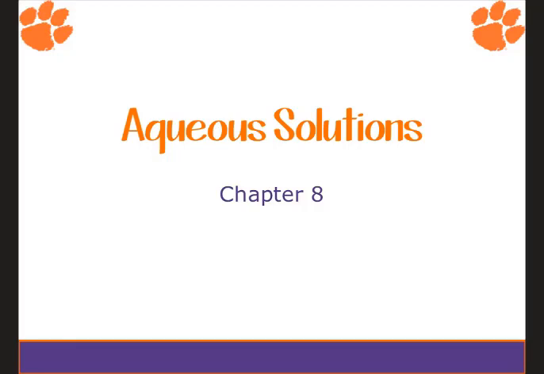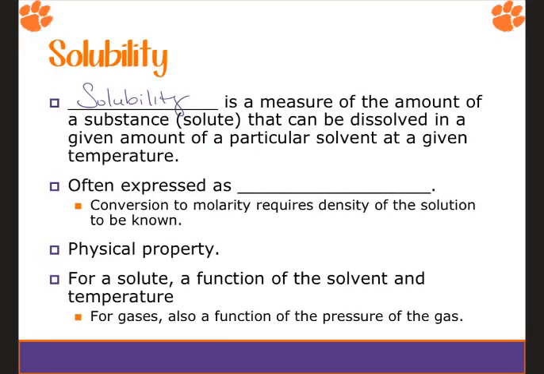Smith again. So here we're going to keep on trucking in Chapter 8, and we're going to learn all about solubility rules. So let's get started. So solubility is a measure of the amount of substance, or the solute, that can be dissolved in a given amount of a particular solvent at a given temperature. So most of the time we are working at room temperature, 25 degrees C, but it could be any temperature.